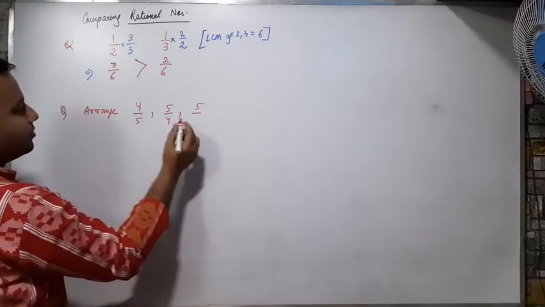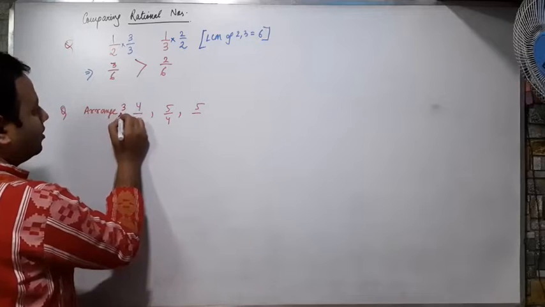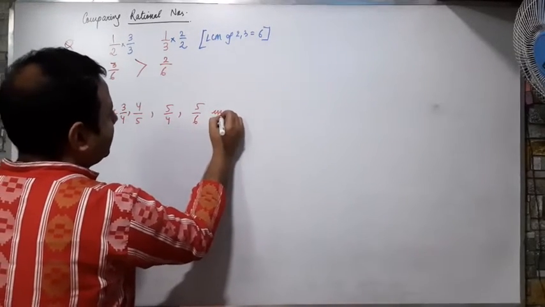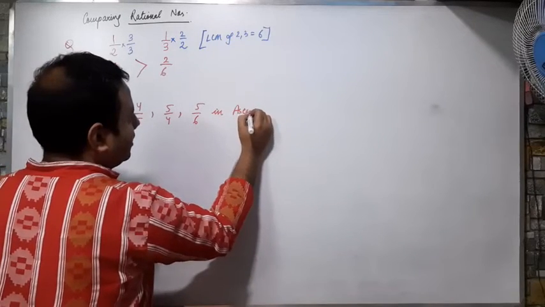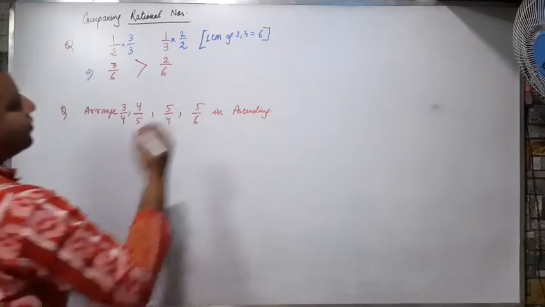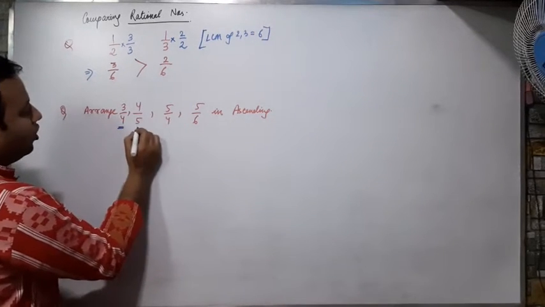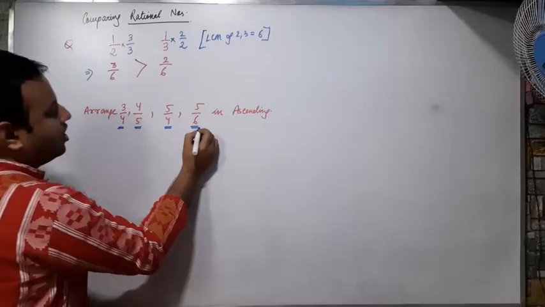And one more I am giving. 3 by 4, 4 by 5, 5 by 4 and 5 by 6 in ascending order. How can I do it? So how many numbers do I have? I have 3 by 4, 4 by 5, 5 by 4 and 5 by 6.